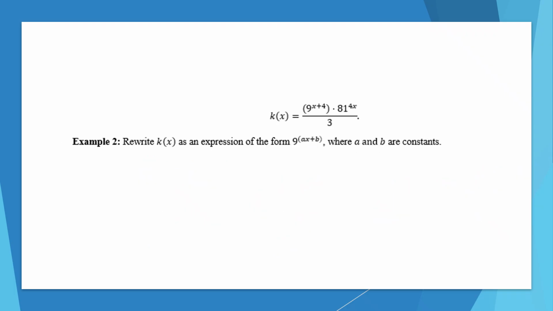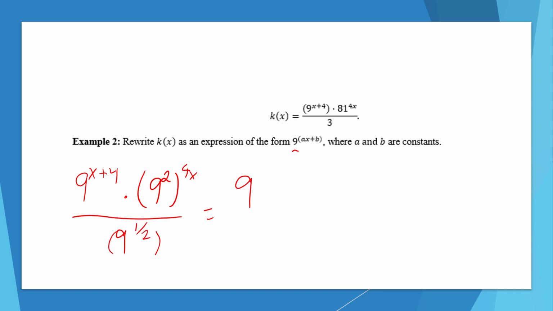Example 2, very similarly, except here we have 3 different bases, right? They will tell you what base we are looking for, so convert everything to that base in an example like this. Here we have 9 to the power of x plus 4 times 81, which I'm going to rewrite with a base of 9 as 9 squared to the power of 4x, over 3, which I am going to rewrite that 3 as 9 to the power of 1/2.